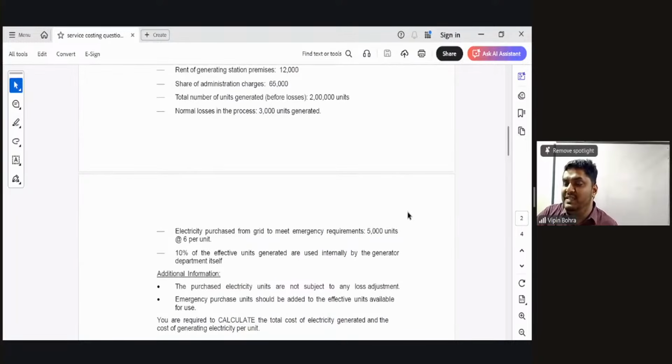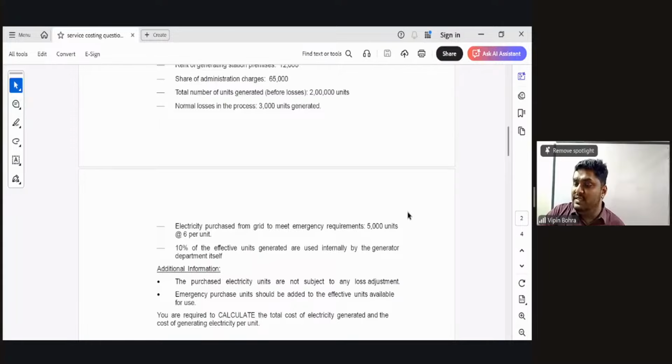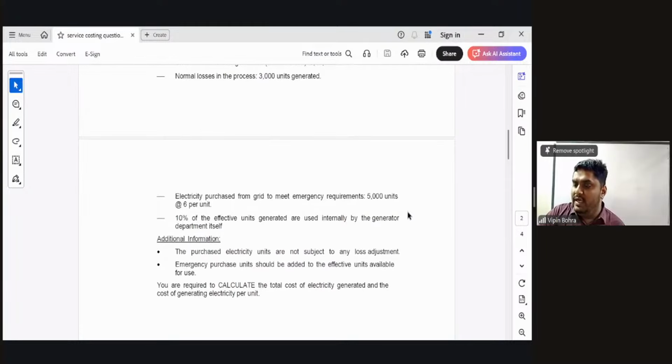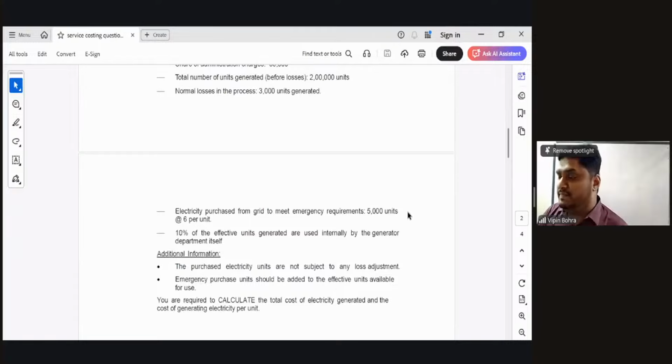Additional information, the purchased electricity units are not subject to any loss adjustment, so it's by default assumed only. Since we are purchasing electricity, there will be no normal loss. Normal loss will only be on the units that are manufactured. And 10% of the effective units generated are used internally by the generator. Emergency purchase units should be added to the effective units available for use. Okay, so you are required to calculate the total cost of electricity generated and cost of generating electricity per unit.